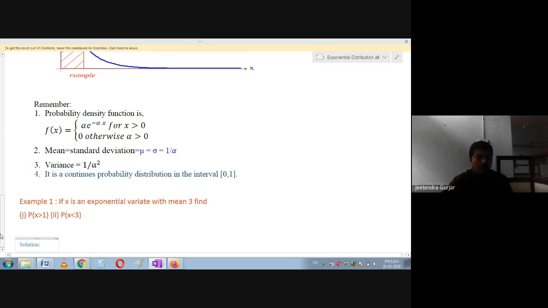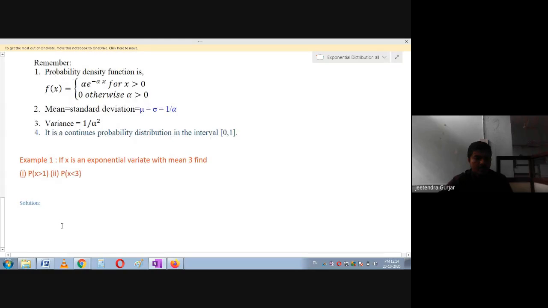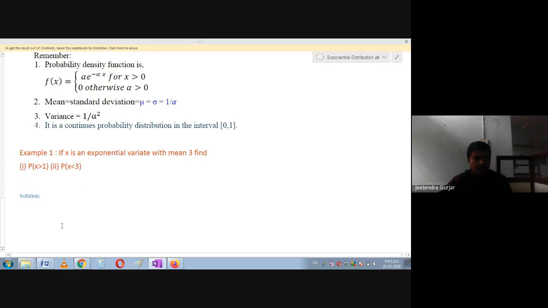So immediately we'll go with the example, student. You can see here: if x is an exponential variate with mean 3, find p of x greater than 1 and p of x less than 3, students. So see, you can just identify what is given here, student. In the solution, they have given the mean. So what is the mean, student? It is 3. Mean is equal to 3.